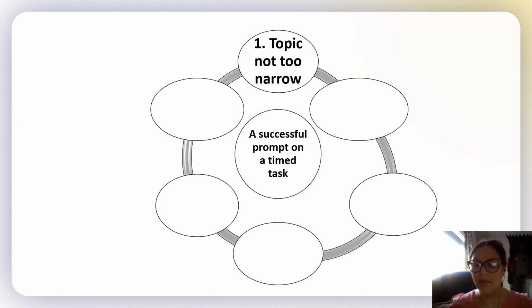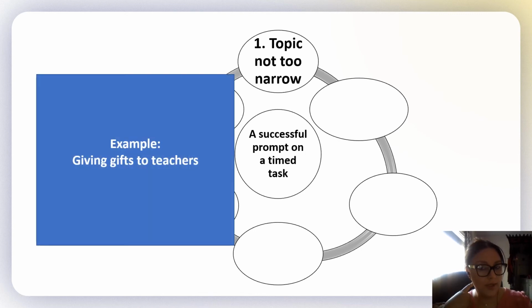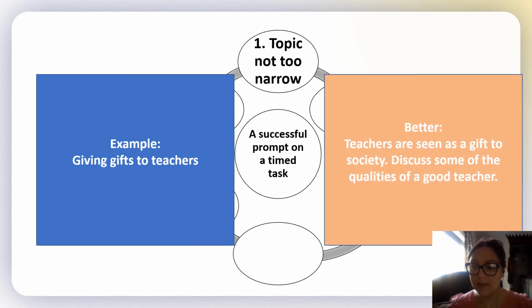Let's take a look at an example of a topic that's probably too narrow. For example, if you ask your test takers or students to write about their position on giving gifts to teachers, it's a very narrow topic. Either you're for it or against it. Not much to say about it. However, you could make it a little bit better and say teachers are actually seen as a gift. Discuss some of the qualities of a good teacher. This is something that I definitely have more to say about than I would on my position on giving gifts to teachers.